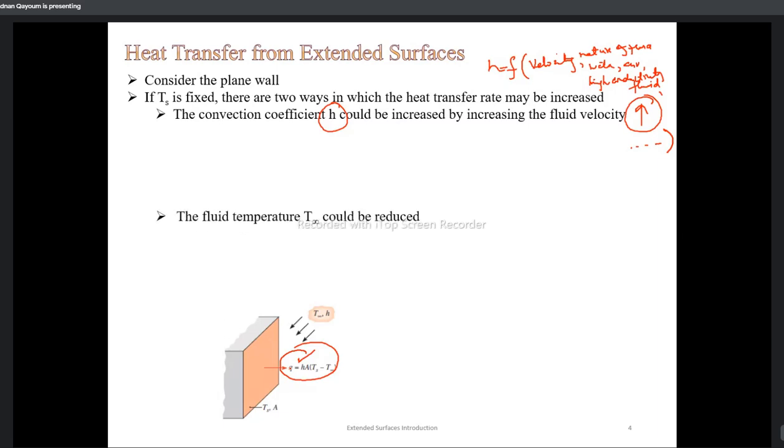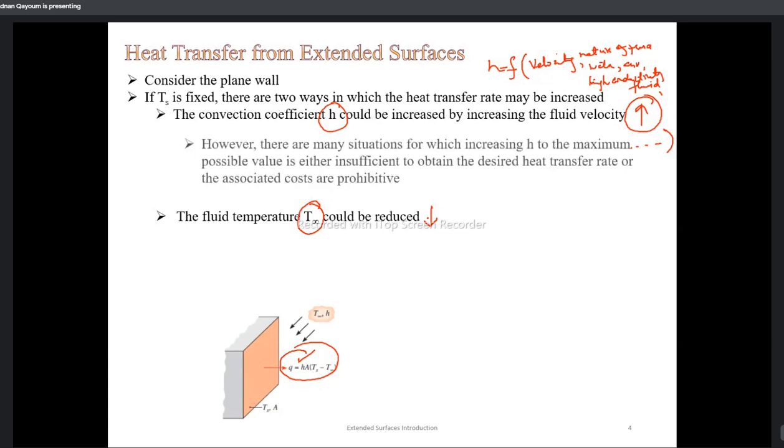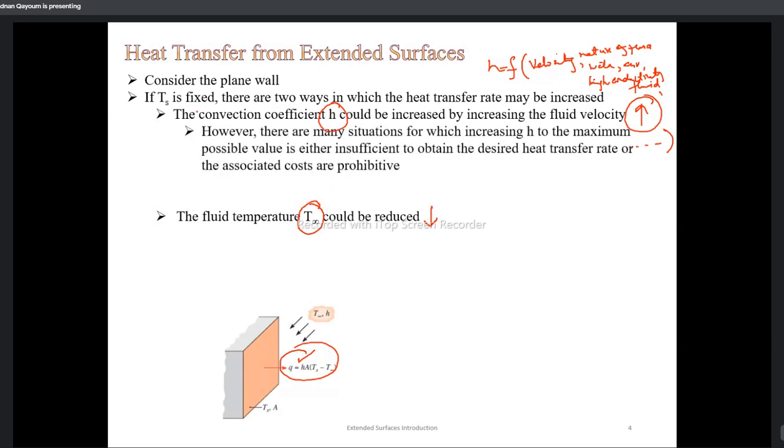So another method is, let's leave h aside. We can increase Q by reducing T infinity. Yes or no? If we try to reduce T infinity, the temperature of the ambient environment, the temperature of the sink, we can increase Q. Okay, fine. That's good. But as far as increasing h is concerned, it's not always possible. I don't know whether you can do it or not.